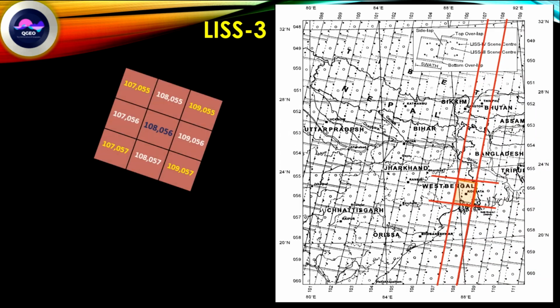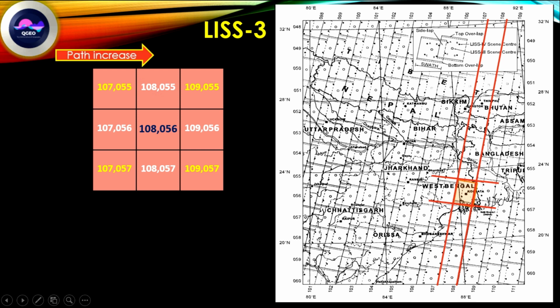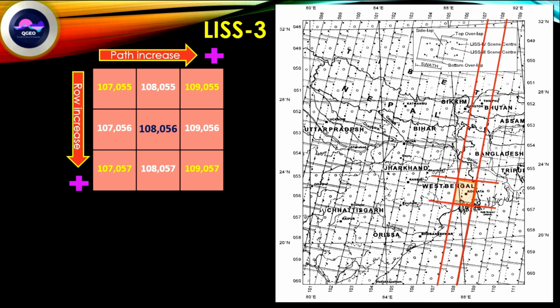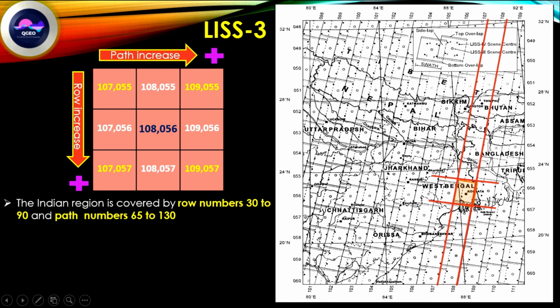Here is the Landsat 3 image path and row distribution. We can see here path increases eastward and row increases southward. Here this is path 108, and this particular part is row number 056. Here the Indian region is covered by row number 30 to 90 and path number 65 to 130. You must remember this point.